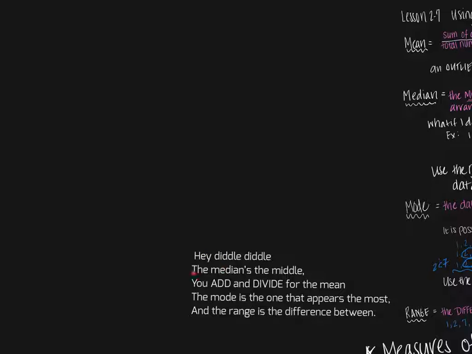Hey diddle diddle, the median's the middle. You add and divide for the mean. The mode is the one that appears the most, and the range is the difference between. Remember, difference is what? Subtraction.